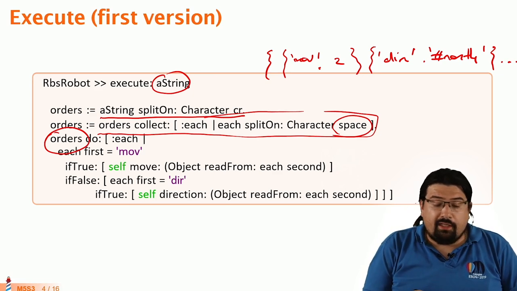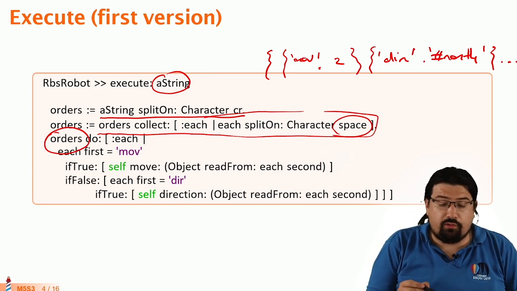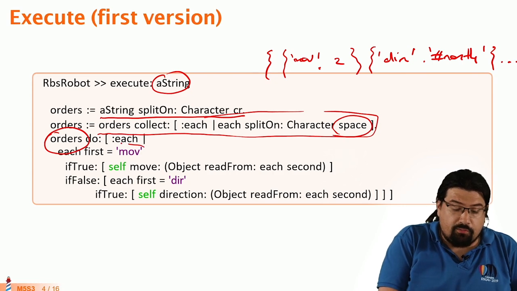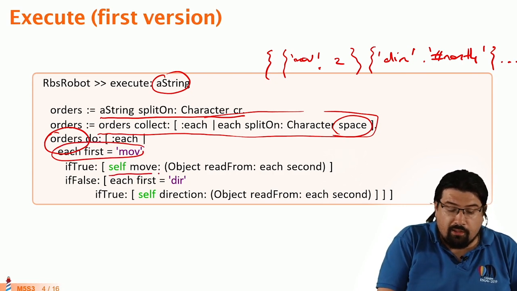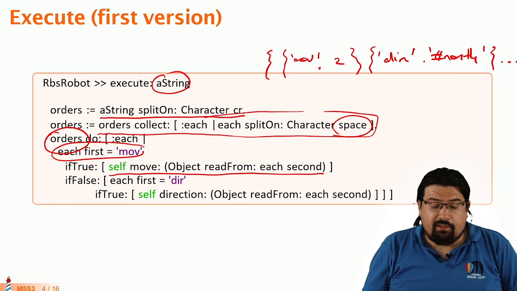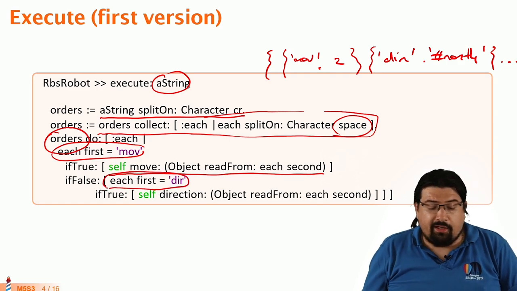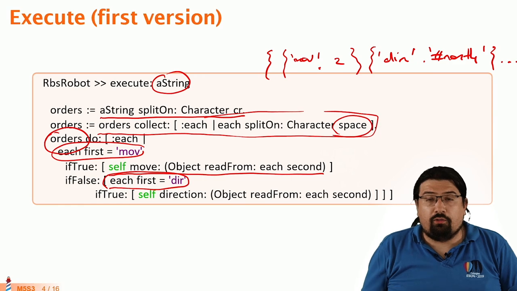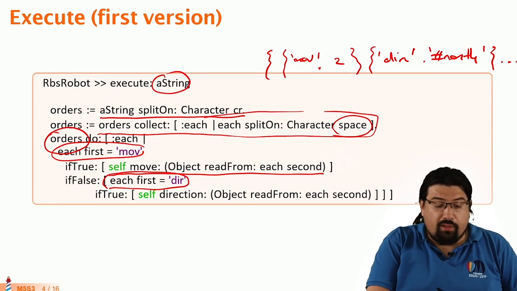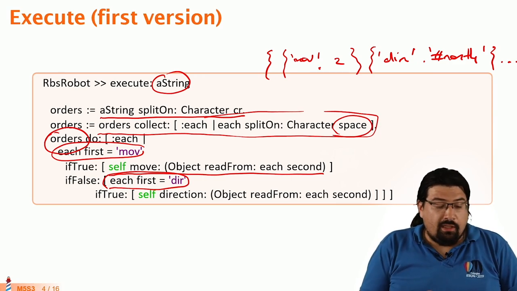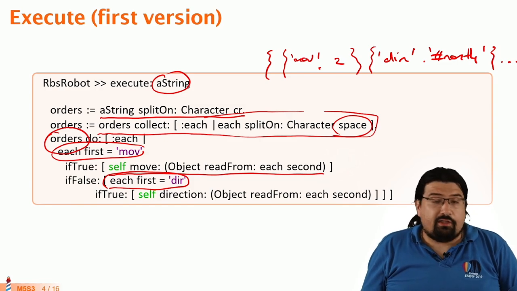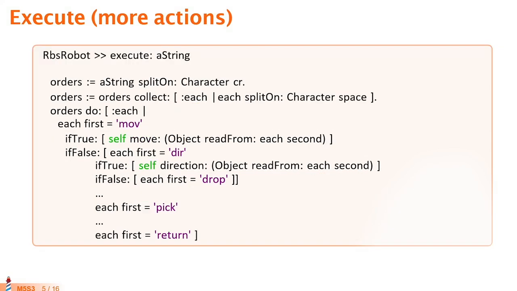So we are going to take each of them and see if the operation is move, we are going to tell the robot to do this operation, parsing the second argument. The same, if this is not move, we are going to check if it's a dir operation and execute that. As we see, we have conditional code that will test each of the actions that we are doing.